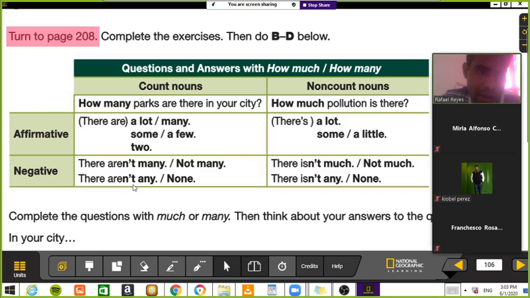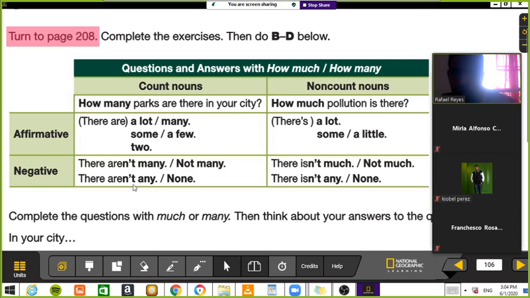If you say how many parks are there in your city, you can answer with the number of the parks if you remember the number of the parks, because they are count nouns and you can count, and you can answer with a number because you can count. That is on the affirmative side.